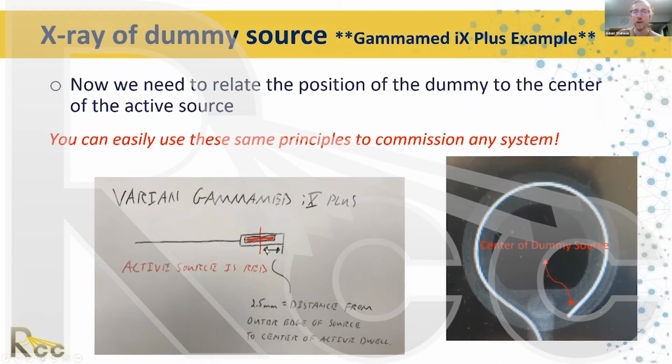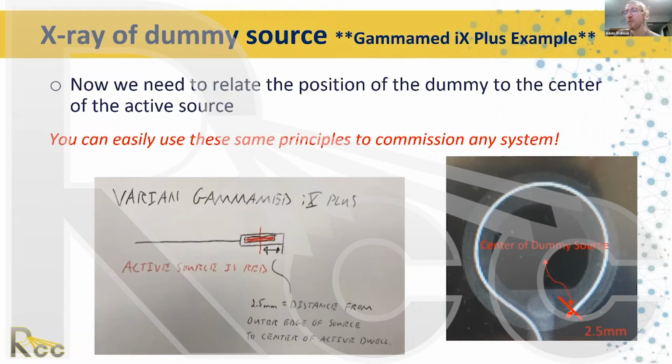So here, for a Gammamed IX plus, not necessarily yours, we've got the active sources in red, physical encapsulation is here. So the distance in a Gammamed IX source from the tip of the source to the center of the active dwell is 2.5 millimeters. And so here's our dummy source X-ray at one particular distance. I don't know what distance this is. And so we go 2.5 millimeters, and this would be the center of the active source, to compare to your TPS active source positions.